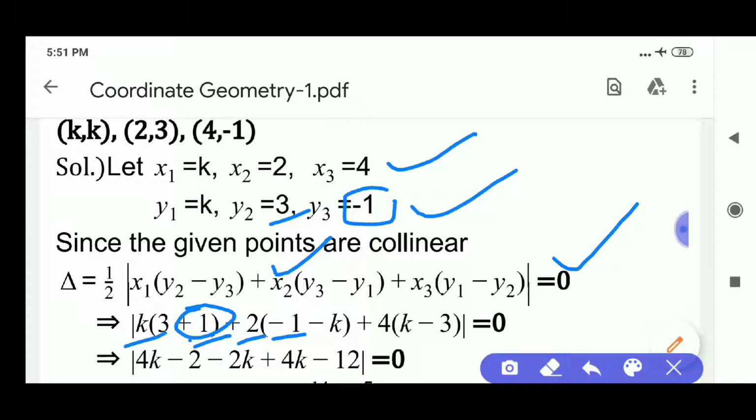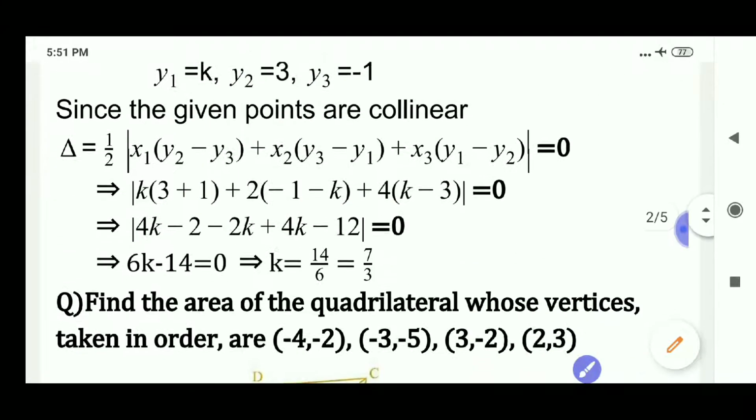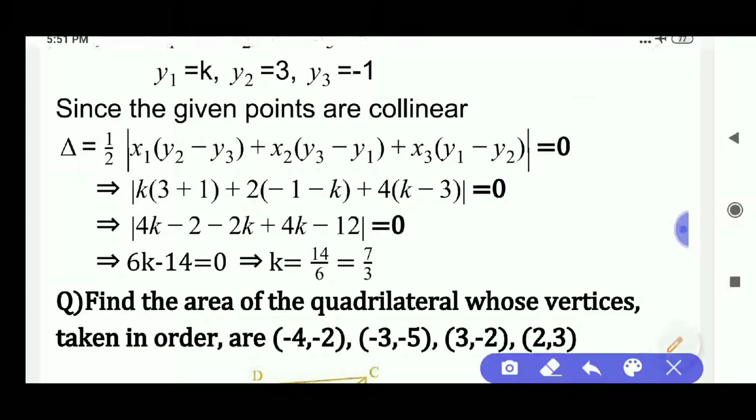In place of y1, write k minus k. In place of x3, 4. In place of y1, where is y1? K. And in place of y2, 3. Substitution is over. Now observe here.